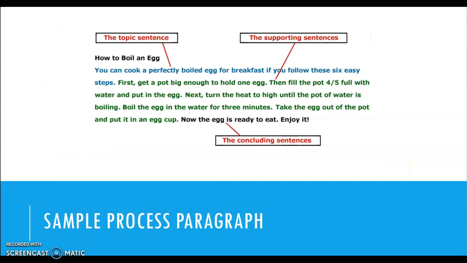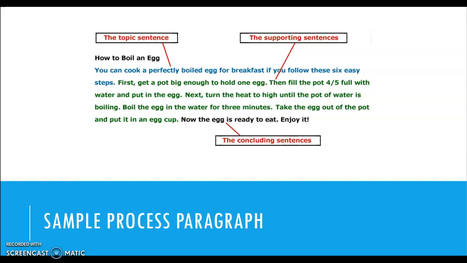Now, here's a quick sample process paragraph. It gives a topic sentence, right? So this is a sample process essay about how to boil an egg. You can cook a perfectly boiled egg for breakfast if you follow these six easy steps. That's our topic sentence. First, get a pot big enough to hold one egg. Then, fill the pot four-fifths full with water and put in the egg. Next, turn the heat to high until the pot of water is boiling. Boil the egg in water for three minutes.